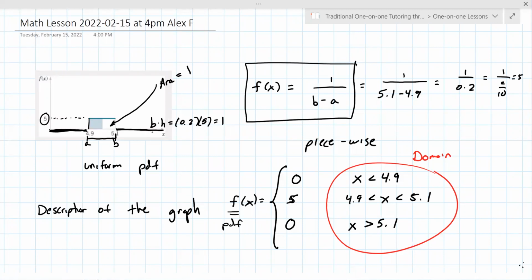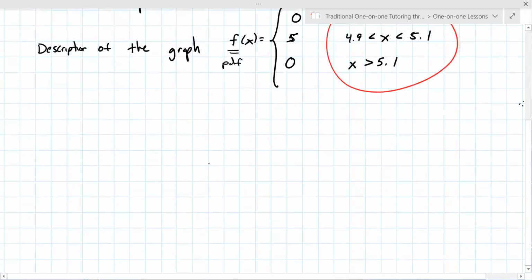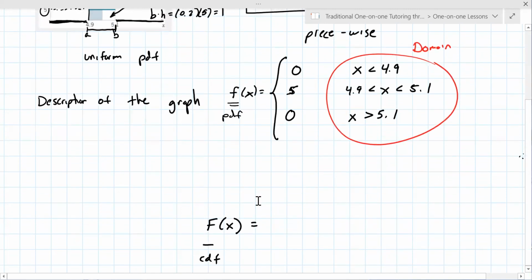So if this is clear, we can then calculate big F of x, our cumulative density function, because that's really what you were asking about, which is our CDF. Now, let me do 2 parts of this and see if it's clear.